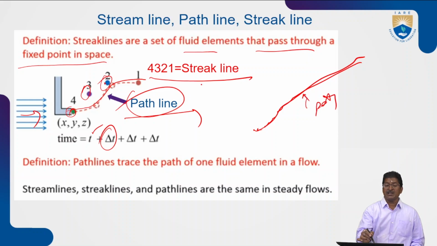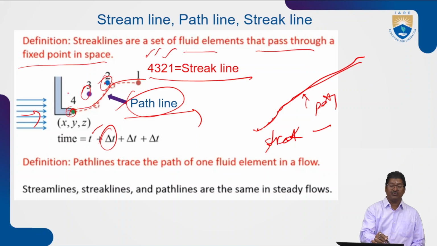So a single point is traveling, that is a path. Streak means not a single one. It is nothing but the number of points, number of particles, that travel in a flow. If you join them, that is called a streak line. In the figure, you can see 4, 3, 2, 1. If you join these, that line is called a streak line. Whereas the first element is going like this, like this, like this. A single point, a single particle is moving. That is called a path line here.